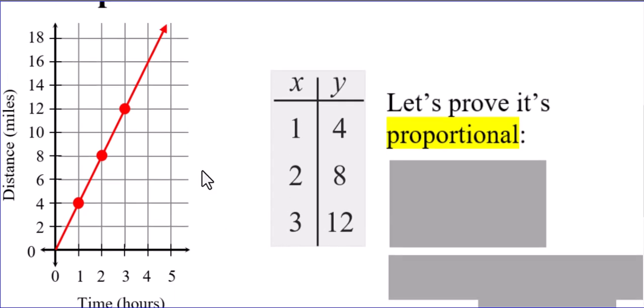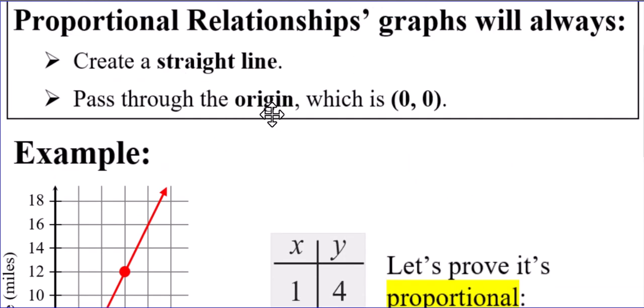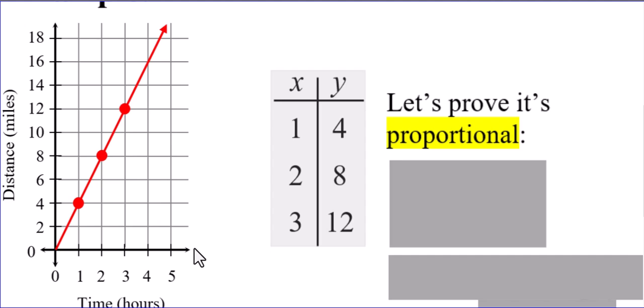As you can see, we have the time in hours, the distance in miles, and what do you see? This is definitely a straight line. And even though I only put the dots at these three locations, we can clearly see that it is also going through 0, 0, which is what we call the origin. This is a proportional relationship. How do I know? Because this is a straight line that goes through 0, 0.